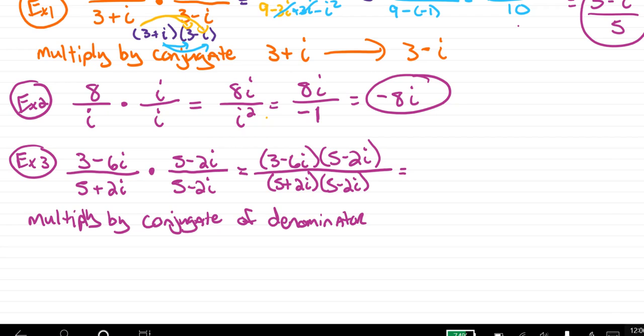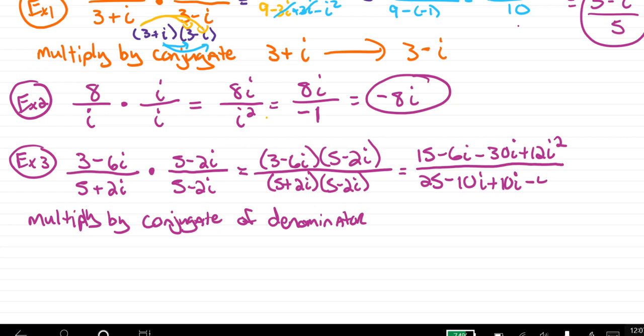Up top, when we distribute this out, I'm going to just do it and then do the combining. We'll have 15 minus 6i minus 30i plus 12i squared. Denominator, 25 minus 10i plus 10i minus 4i squared.